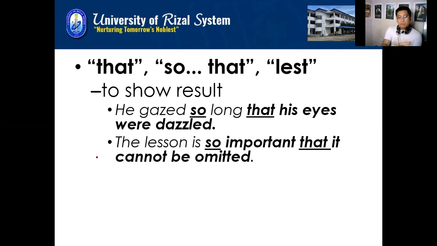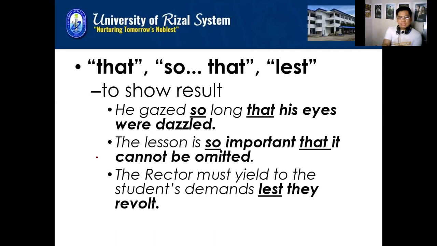"The lesson is so important that it cannot be omitted." "The rector must yield to the students' demands lest they revolt." So the result of the action of the rector for yielding to the demand of the students is the students revolted or revolt. So the result of the action.